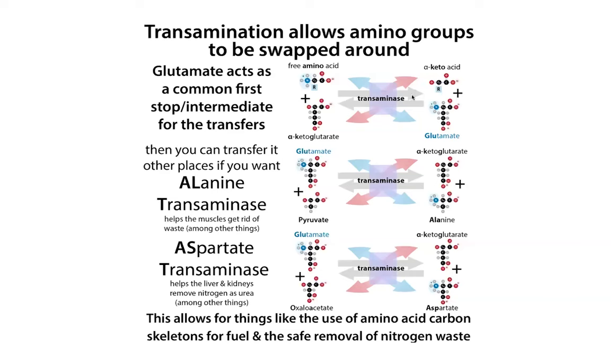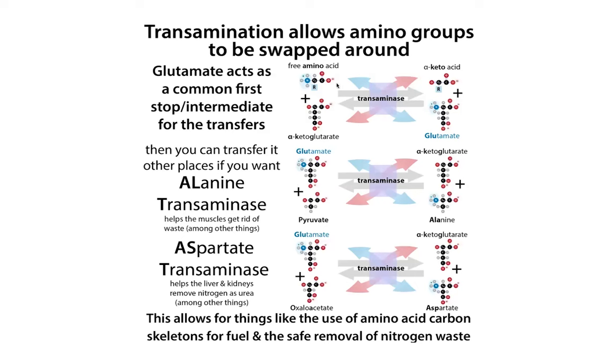Often with amino acids, we're going to be transferring an amino group from an amino acid onto α-ketoglutarate to give us glutamate. This is going to leave us with the skeleton of the amino acid from which we transferred the amino group. So for example, say we were to transfer an amino group from alanine onto α-ketoglutarate. This would leave us with pyruvate and glutamate.